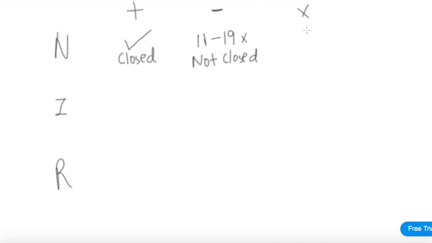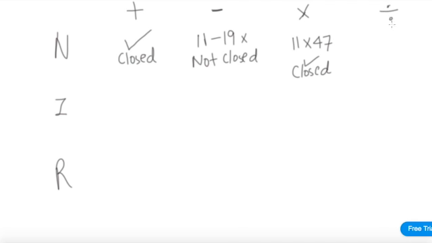What happens in multiplication? When you multiply two natural numbers, assuming 11 you multiply with 47, these are two natural numbers, you always get a natural number. So then natural numbers are closed in multiplication.